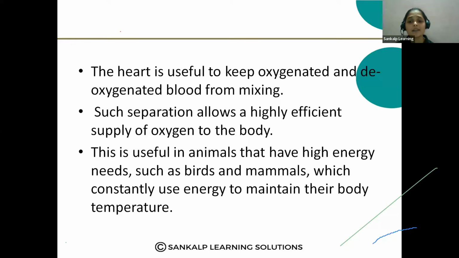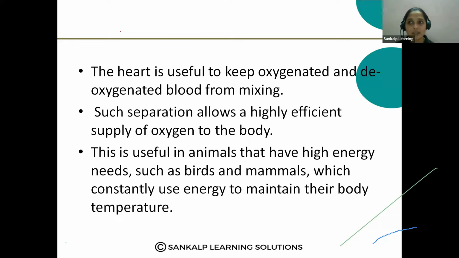But the reptiles and amphibians and fishes, there is no need of this much energy for maintaining the temperature. They are called cold blood animals. I hope you have studied this in the ninth standard. The reptiles and the amphibians, they are called cold blooded organisms. What do you mean by cold blooded? Are they having the cold blood? No, they are able to change their body temperature with the environment. So they can change their body temperature. If the environmental temperature is high, they are able to change the body temperature. So for this process, there is no need of more energy. But the mammals and the birds, they need more energy for maintaining their body temperature. So they need oxygenated blood separately and deoxygenated blood separately.